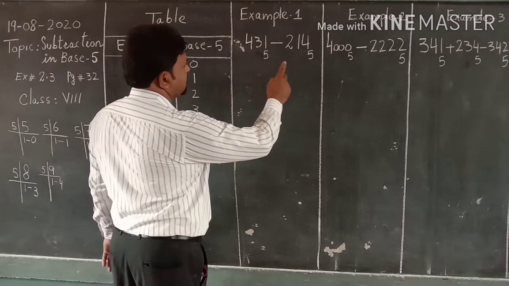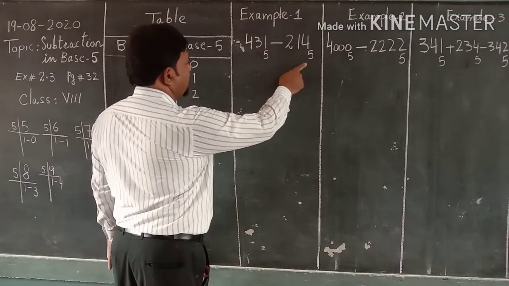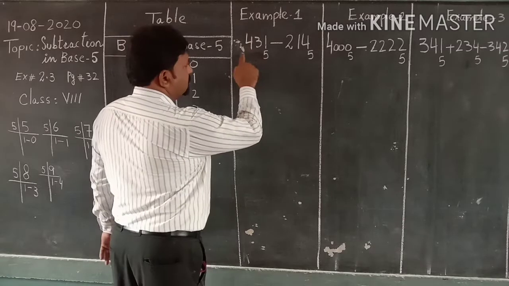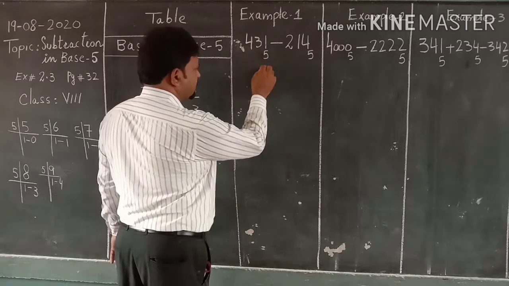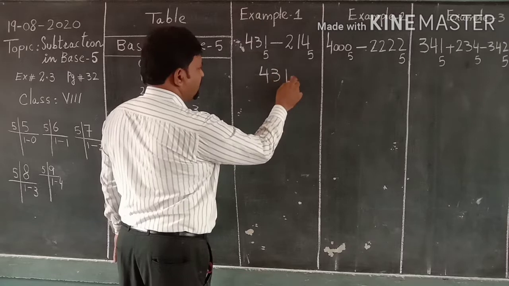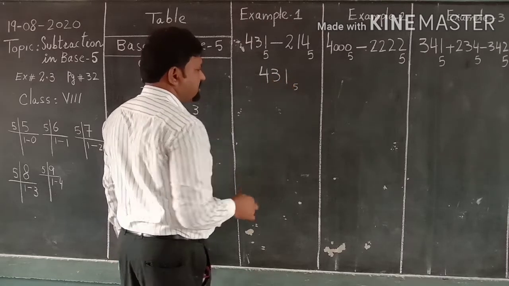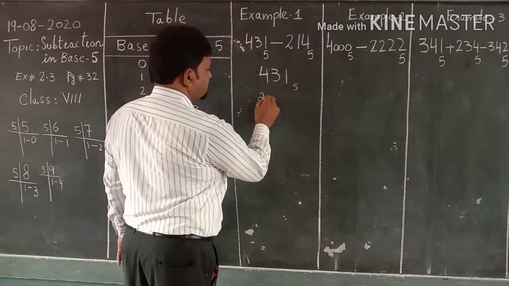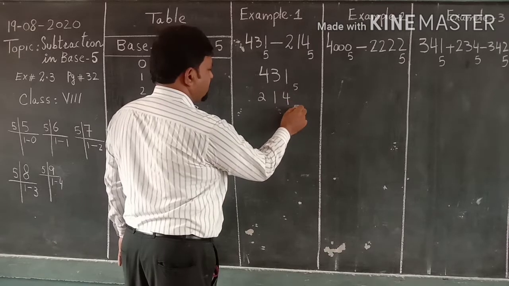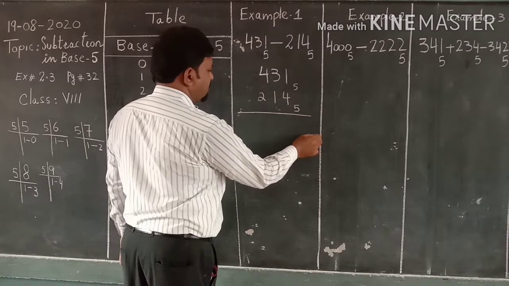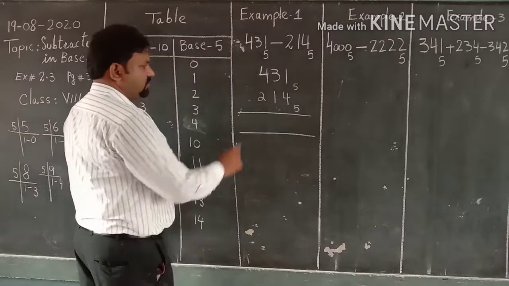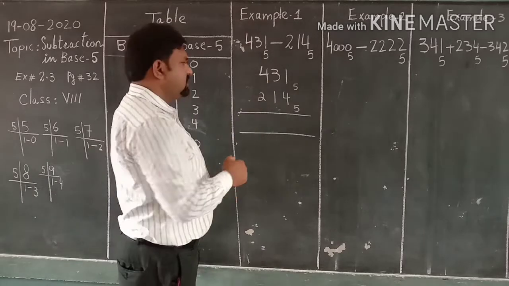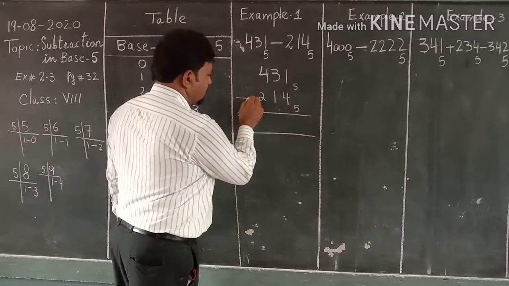We will subtract 214 base 5 from 431 base 5. So this number I will write first: 431 base 5. Base 5 means this number is in base 5. Now the next number is 214 base 5. We are using a vertical method. Which sign will we write here? Because we are subtracting, we will write the minus sign.